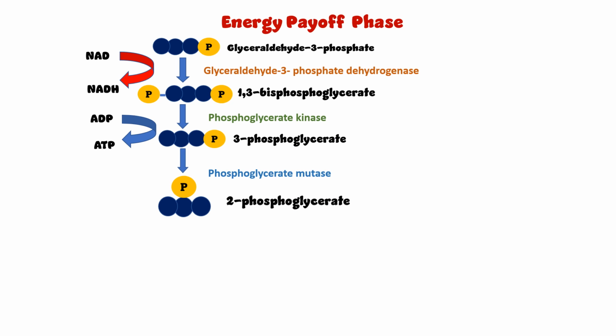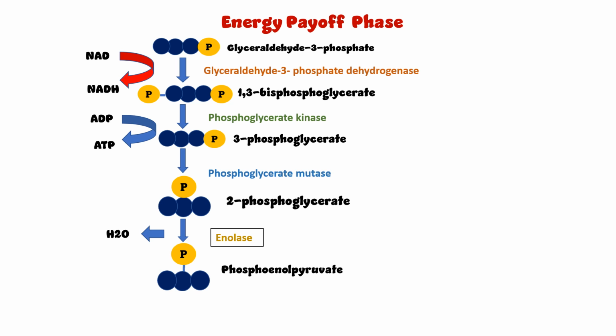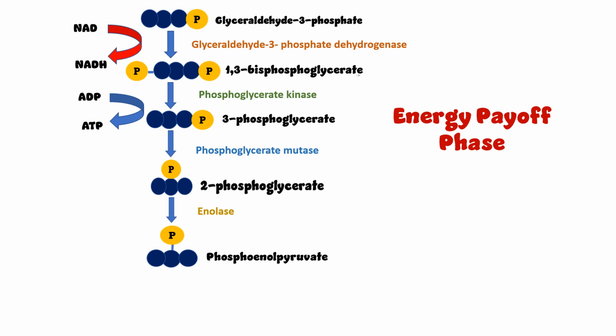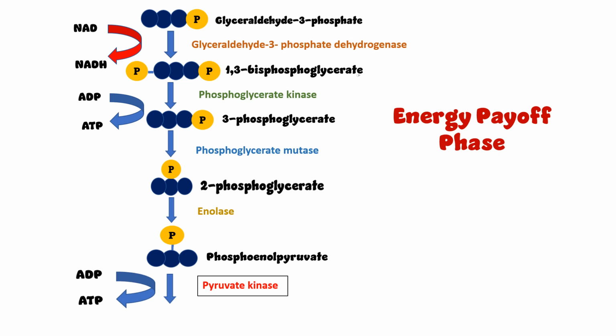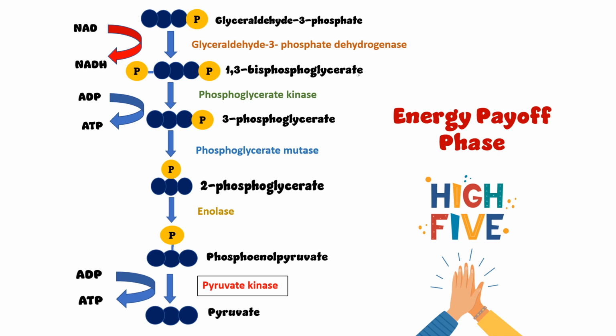In the next step, the enzyme enolase catalyzes the removal of a water molecule from 2-phosphoglycerate, resulting in the formation of phosphoenol pyruvate. Finally, the enzyme pyruvate kinase transfers a phosphate group from phosphoenol pyruvate to ADP, resulting in the formation of ATP and pyruvate, the end product of glycolysis. This reaction is also known as substrate-level phosphorylation, as we discussed before. Overall, 2 molecules of pyruvate are produced. So, this sums up the process of glycolysis.